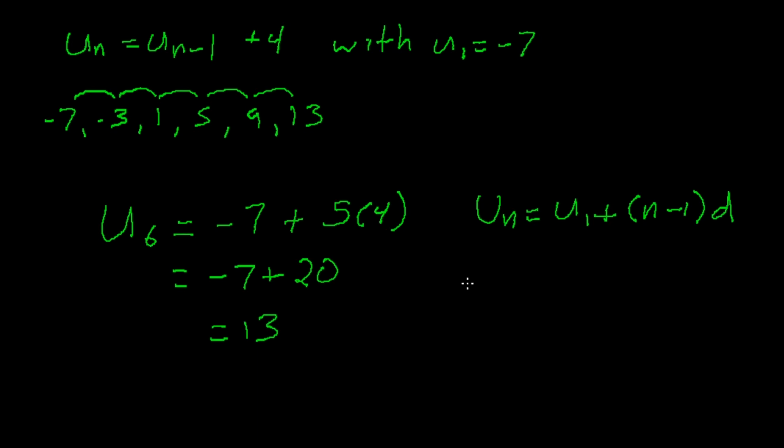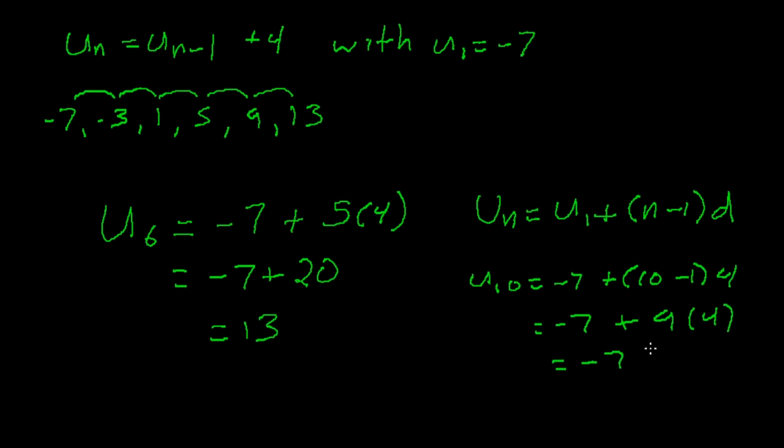So let's say we wanted to find the 10th term of this sequence. U sub 10 would be negative 7 plus 10 minus 1 times 4, or negative 7 plus 9 times 4, which gives us negative 7 plus 36, which is 29. So the 10th term of this sequence would be 29.